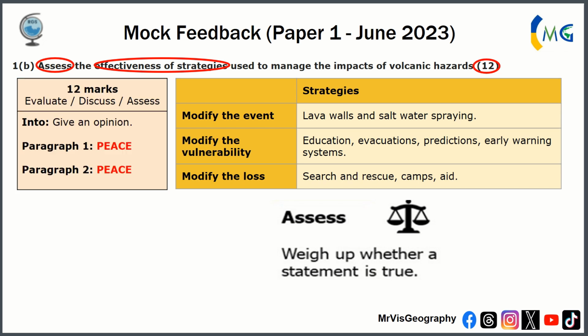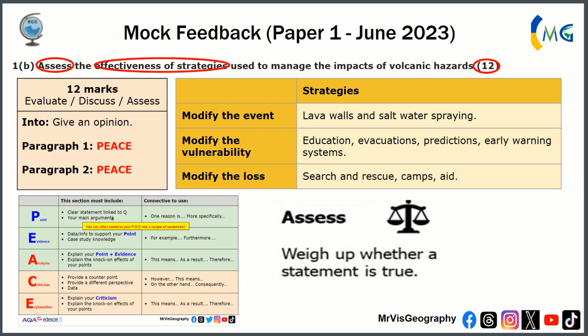Okay, and it was a 12-mark question. 12-mark questions for an assess means you need to give an introduction, and then you have to give a paragraph 1 and paragraph 2, both of which have to be PEEL paragraphs. If you wanted to know what a PEEL paragraph is, here's a teeny slide showing you how to break down one of those paragraphs. I've got a specific video that explains how to write the perfect PEEL paragraph.